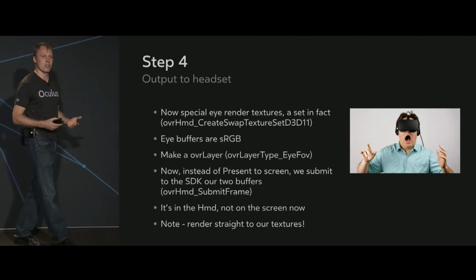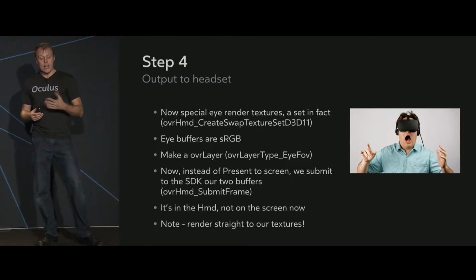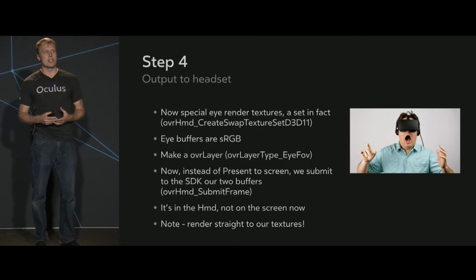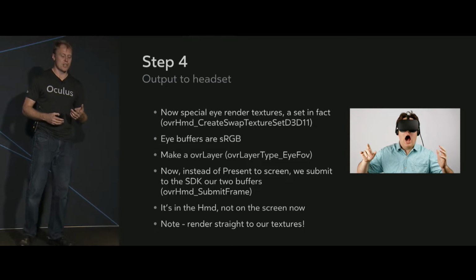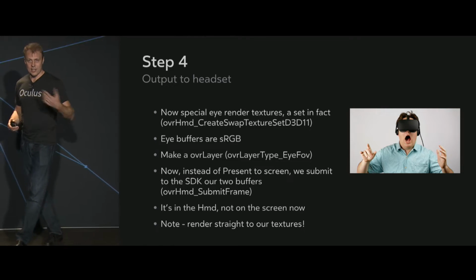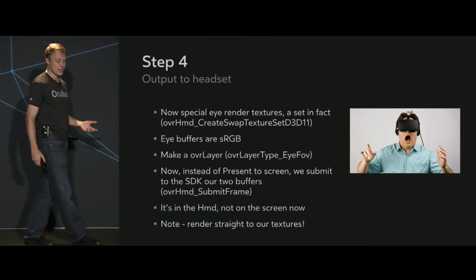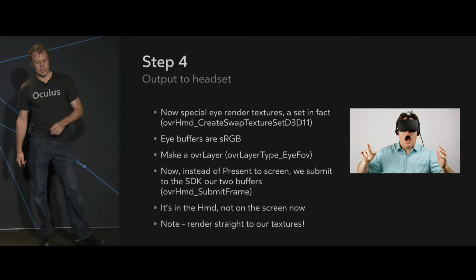So just being mindful that there is a specific format required there. Then you're going to pass in a simple OVR layer. Now, layers is quite a large topic, and we're covering it in a later slide. But for now, we're just going to use the simplest variety, which is an eye field of view one. And then instead of presenting to the screen, we're going to submit these eye buffers into the SDK. And now the image is in the HMD, not on the monitor.